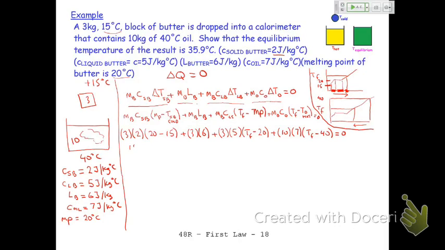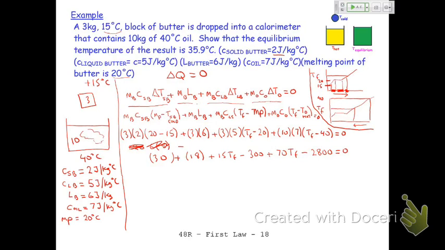Six times 20, 120. Oh no, let's make my life easier. 6 times 5 is 30 plus 18 plus 15 TF minus 300 plus 70 TF minus 2,800. 7 fours are 28 and there's 2 zeros in there. 2,800 equals 0.